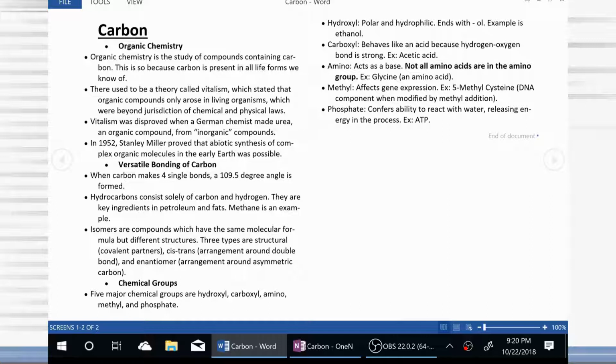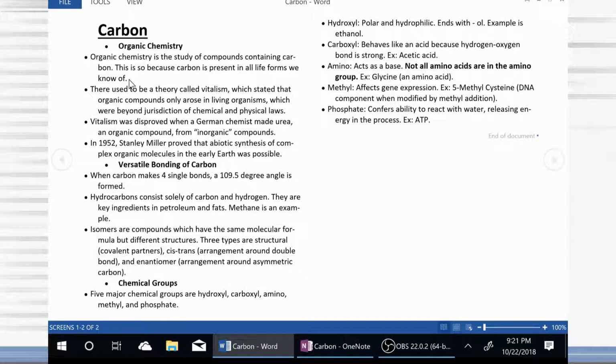And the three major themes that we're going to be covering today are organic chemistry, the versatile bonding of carbon, and chemical groups. So let's start off with our first theme, organic chemistry. Organic chemistry is the study of all the compounds that contain carbon. The reason that this is so is because carbon is present in all life forms that we know of today.